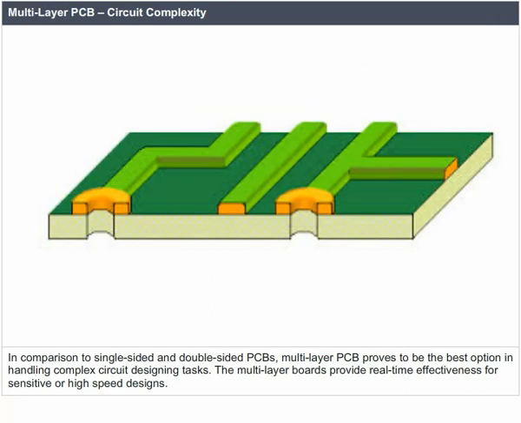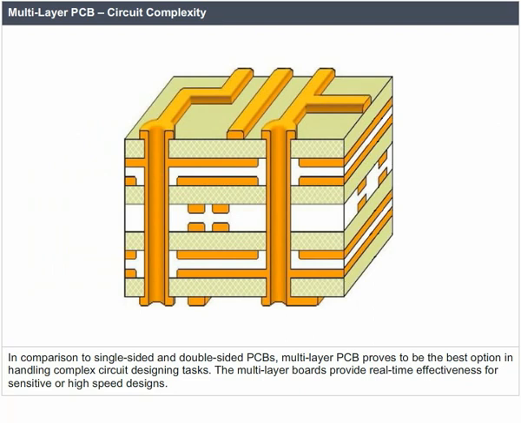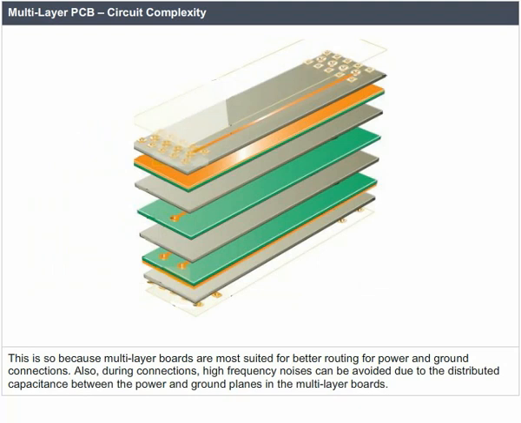Multi-layer PCB circuit complexity. In comparison to single-sided and double-sided PCBs, multi-layer PCBs prove to be the best option in handling complex circuit designing tasks. The multi-layer boards provide real-time effectiveness for sensitive or high-speed designs. This is so because multi-layer boards are most suited for better routing for power and ground connections. Also, during connections, high-frequency noises can be avoided due to the distributed capacitance between the power and ground planes in the multi-layer boards.